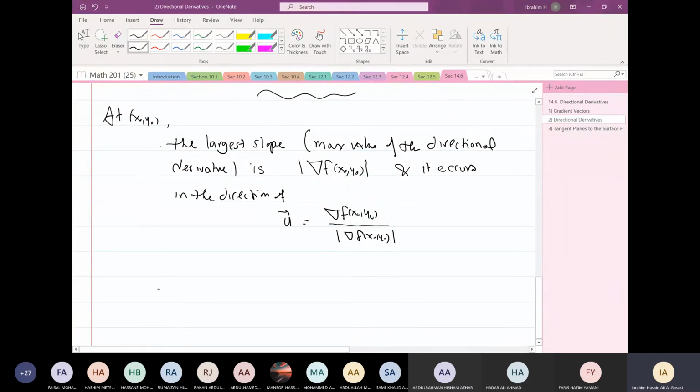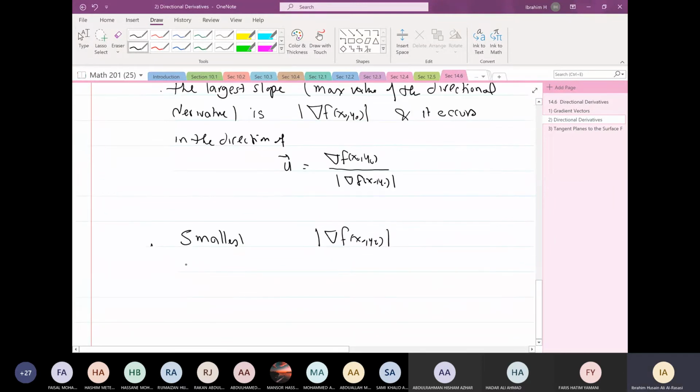What is the smallest slope? Is it the same? Not exactly. What about the direction, where it occurs? Not exactly the same. There will be a change.